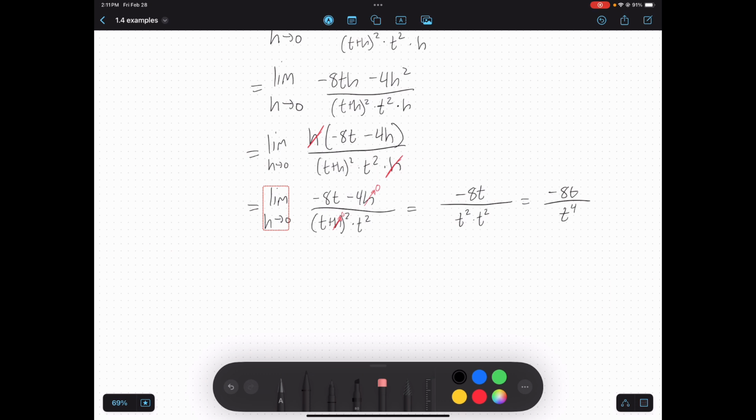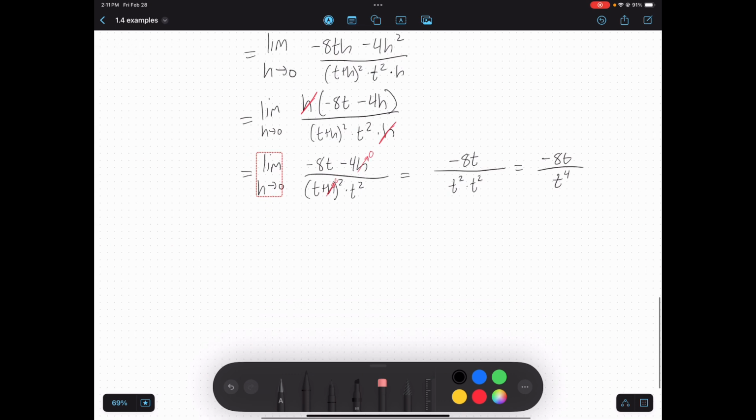And now that my terms are way more simple, I have a t in the numerator and a t in the denominator. I have 4 t's in the denominator, so I can simplify that as well. And that leaves me with negative 8 over t cubed. And I'm done.